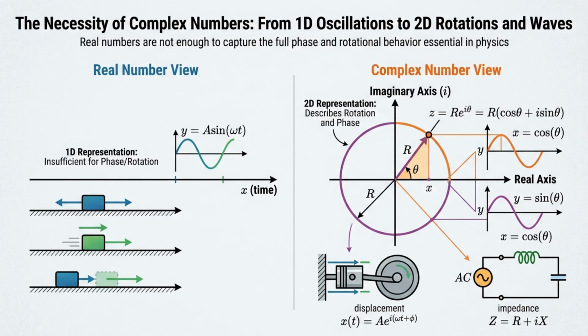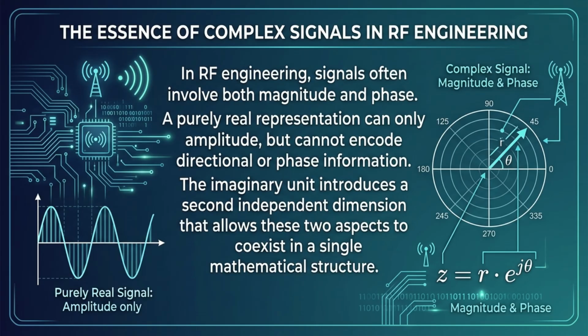The imaginary unit exists because real numbers alone are not sufficient to describe two-dimensional relationships in mathematics and physics. When dealing with oscillations, waves, and rotations, a single-axis representation is not enough to capture the full behavior of the system. In RF engineering, signals often involve both magnitude and phase. A purely real representation can only describe amplitude, but cannot encode directional or phase information. The imaginary unit introduces a second independent dimension that allows these two aspects to coexist in a single mathematical structure.